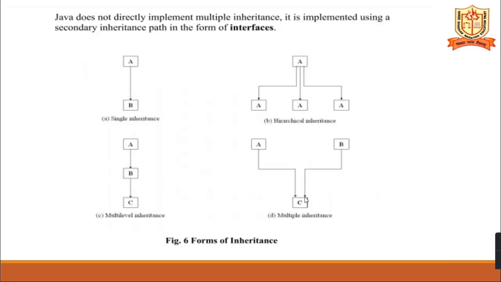By representing diagrammatically here, Java does not directly implement multiple inheritance. It is implemented using a secondary inheritance path, that is in the form of interfaces. We'll see the interfaces. Already we have learned in the theories. We'll see practically how this will be done.